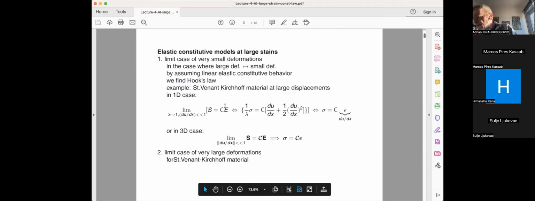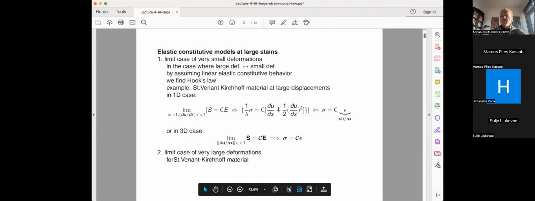So first, I revisit my hyperelastic material, which has a linear connection between Green-Lagrange strain and the second Piola-Kirchhoff stress. That is just the elasticity tensor that I need. So in 1D setting, this reminds us that 1 over lambda sigma equals C times du/dx plus 1/2 (du/dx) squared.